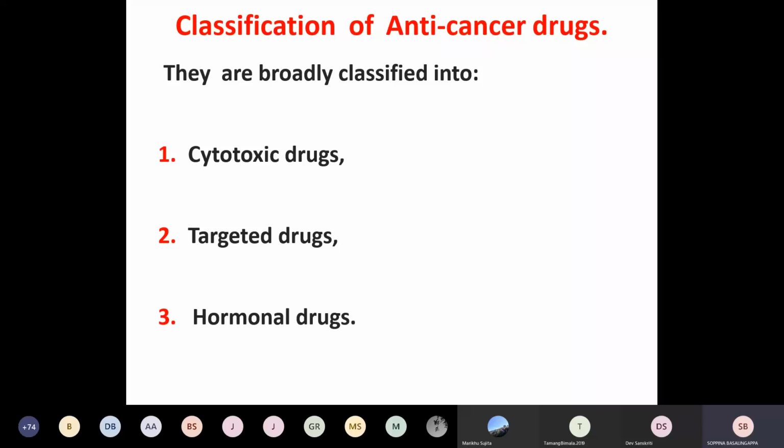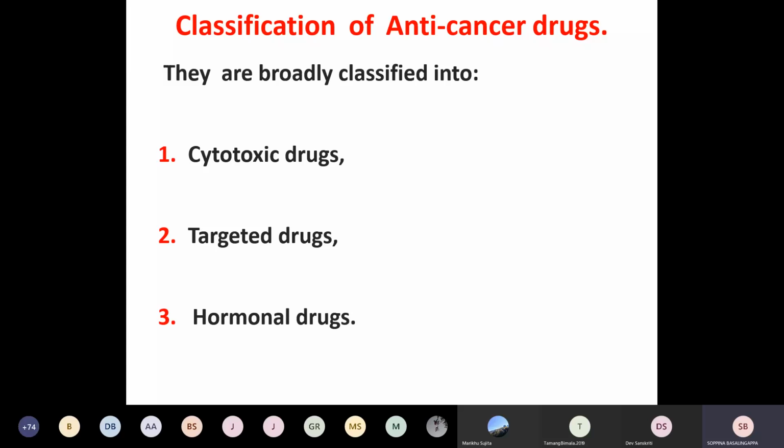Number one, cytotoxic drugs. That means those drugs which are capable of killing, destroying the cells. So they are called cytotoxic. They are toxic to the cells. They interfere with the mitosis, block, etc. As a result, new generation will not be there, and whatever the cells are there, they are destroyed. So that group of drugs, they are called cytotoxic drugs.